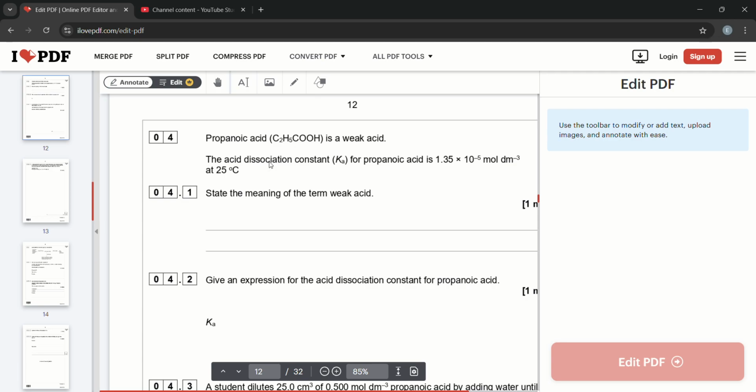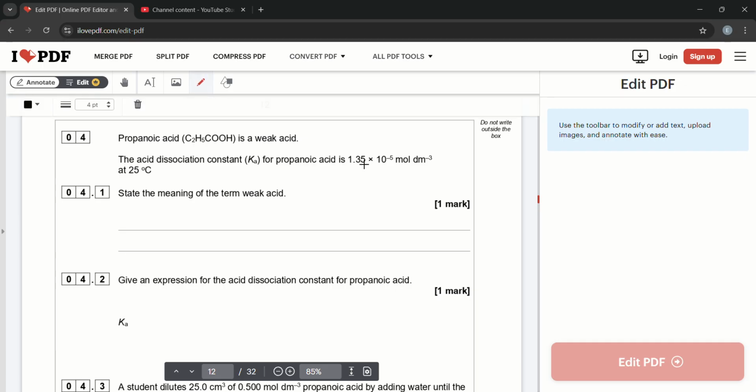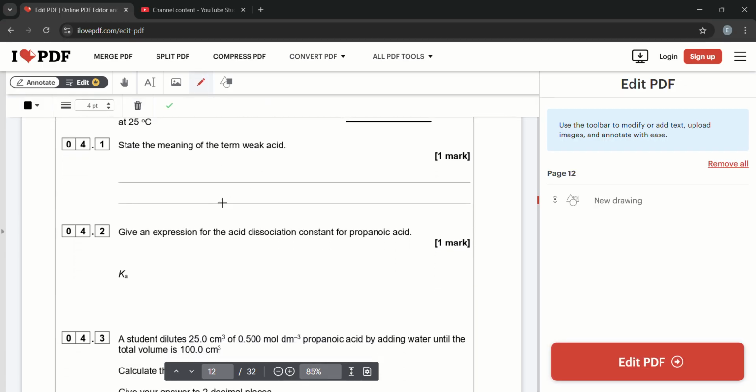Question 4. Propanoic acid is a weak acid. The acid dissociation constant Ka is given at 25 degrees Celsius. State the meaning of the term weak acid.